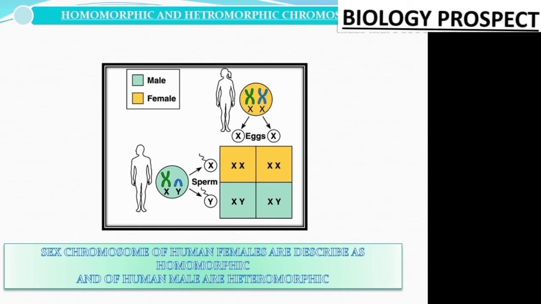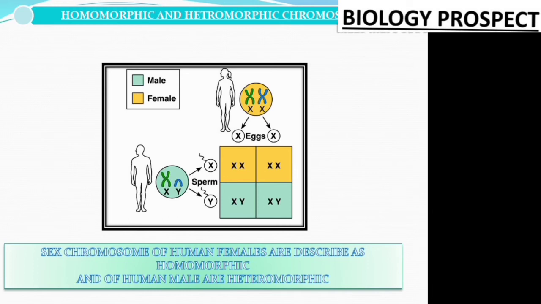Thus the condition in the male may be briefly expressed as XY. The female has the same type of chromosomes you have seen on the screen. In the female, both chromosomes, that is in the egg, are of the same shape and size, and both are X chromosomes. So friends, the sex chromosomes of human females are described as homomorphic.